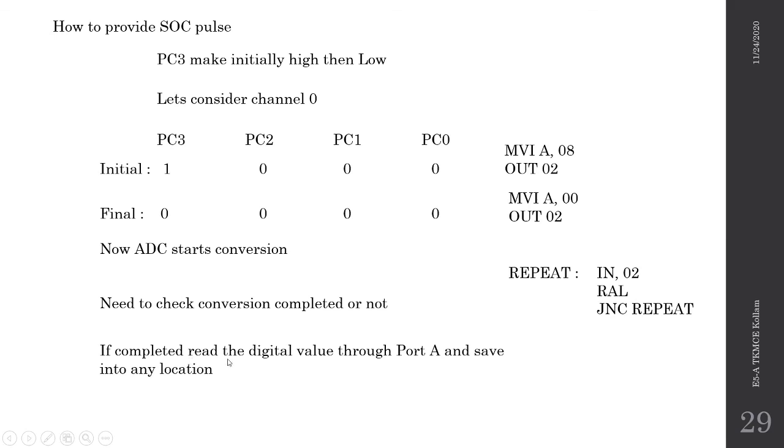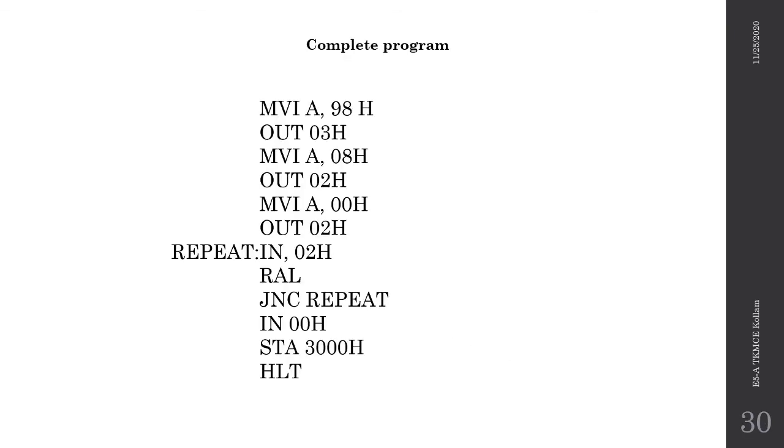If completed, we need to read the digital value through port A and save that into any location. For that, we can use this instruction. IN 00 reads the content of port A. So the content of port A, which is now the digital value, is loaded into the accumulator by means of this instruction. Then that data, the digital value available in the accumulator, can be saved into location 3000H by means of this instruction. Finally, we can halt the program by means of the HLT instruction. And this is the complete program to do the above task.